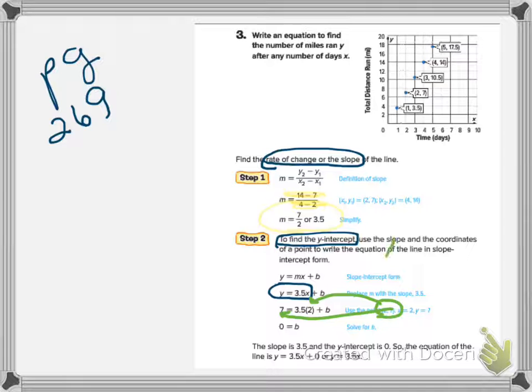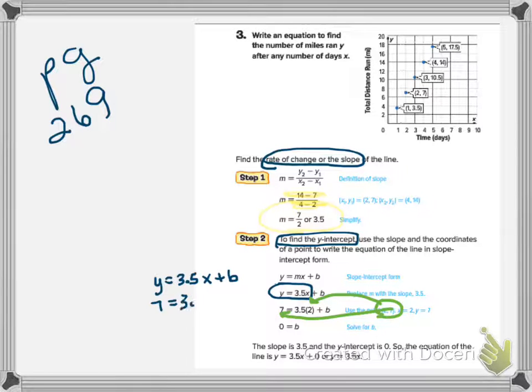Now they're not showing their work for solving for b, but I'd like for us to show that. So we take our equation, y is equal to 3.5x with the slope plugged in, and then we are plugging in an ordered pair. And again, they chose the ordered pair 2, 7.